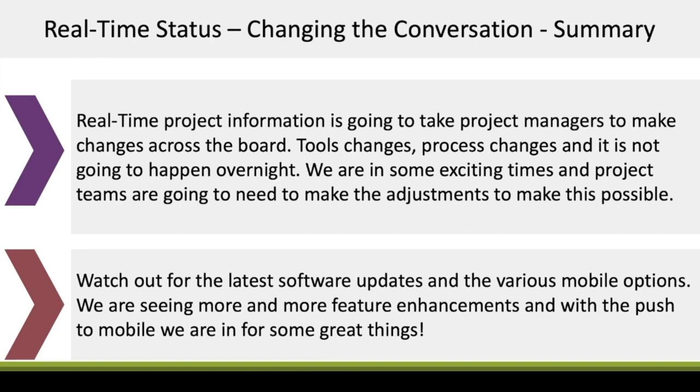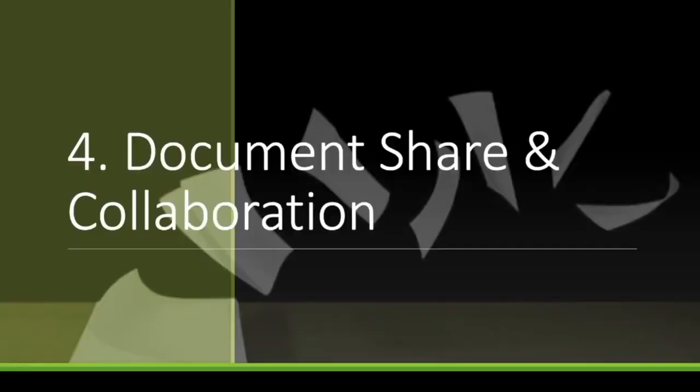So watch for the latest software updates, right? The various mobile phone options. We're seeing more and more features, more and more enhancements, right? So we're really in for some great things from a mobile perspective. But again, it's not going to change overnight. A weekly status report to a daily is going to fundamentally change things, and that's not something we can just pivot and do. But think about how real-time status can make a huge difference in how you're executing your projects. Number 4, document share and collaborations, right?